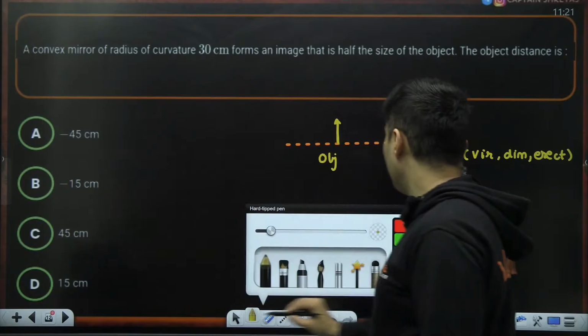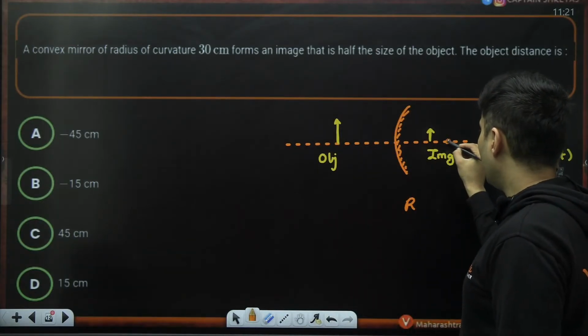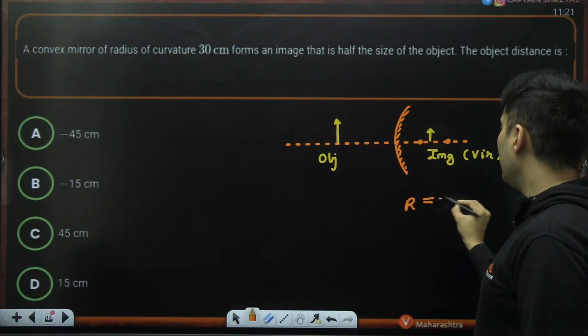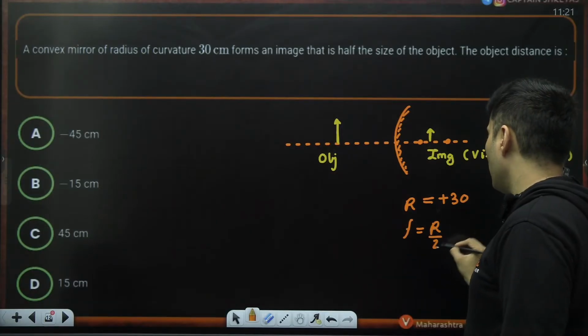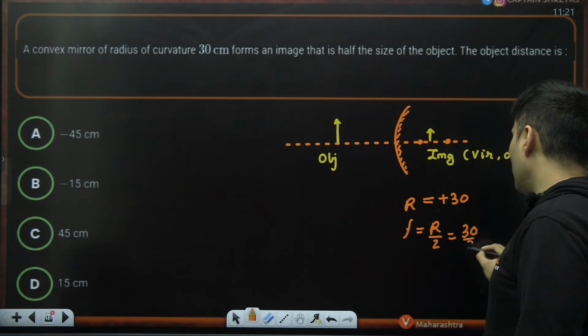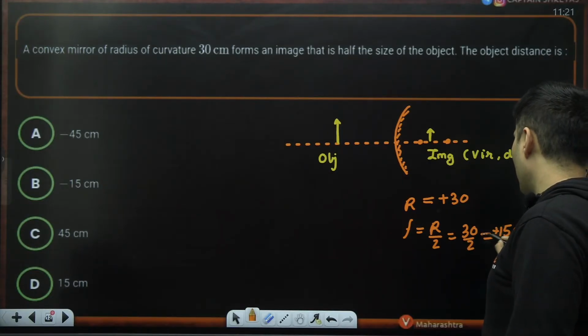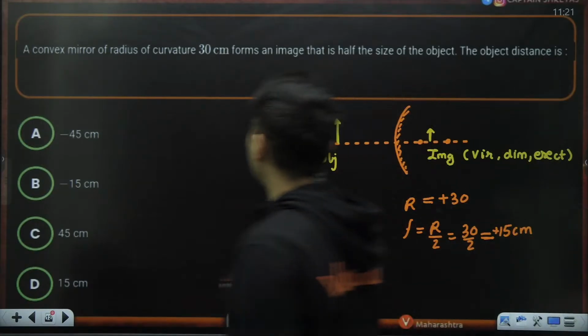We know that the radius of curvature is given and the focal length will be on this side only, both of them. So if the radius of curvature is plus 30, focal length, which is R by 2, will be 30 by 2. So it will be 15 centimeters. It will obviously be positive in value because it is on the right side. Okay, that is also done.